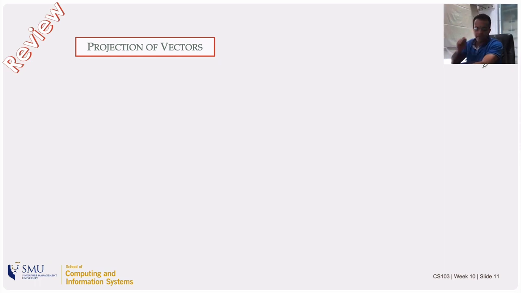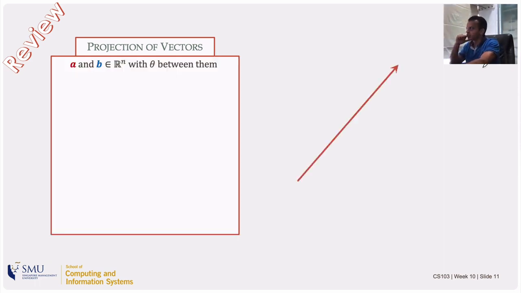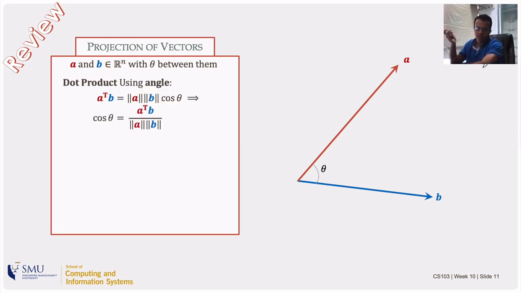So while doing Gram-Schmidt, we did it this way. We had two vectors, A and B, with an angle theta between them. And we know the dot product in terms of the cosine of the angle between them. So that is the norm of A times the norm of B times the cosine of the angle. And then we know what the cosine of the angle is. So take the dot product and divide by the norms.